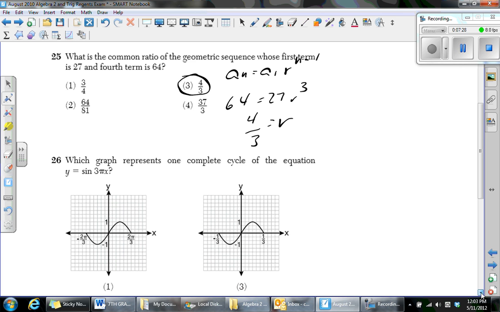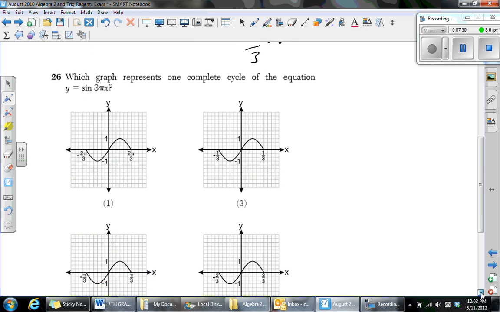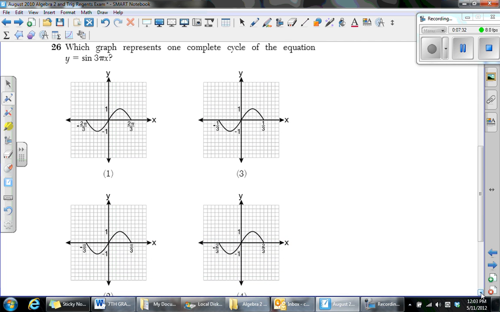Alright, 26. Which graph represents one complete cycle of that? We know that we're talking about the period. It's going to be 2 pi over the absolute value of b, which in our case is 2 pi over 3 pi. So we get a period, one complete curve in 2/3 pi. So that's in 4 pi over 3. That's what that period is.